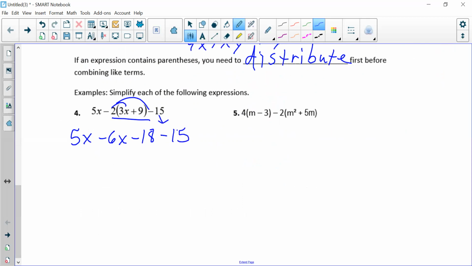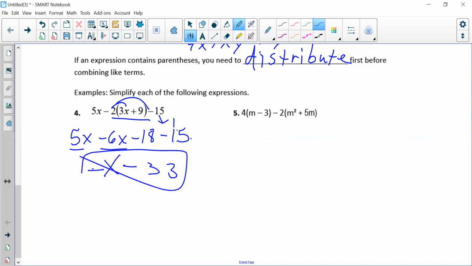Now that I've distributed, I get to combine like terms. So 5x minus 6x is negative x. Negative 18 minus 15 is what? Well, it's negative for sure. All right, 8 plus 5, 8, 9, 10, 11, 12, 13. Carry the 1, 1, 2, and 3. So my answer is negative x minus 33. Wow, Smart Notebook does not want me to draw a box today.